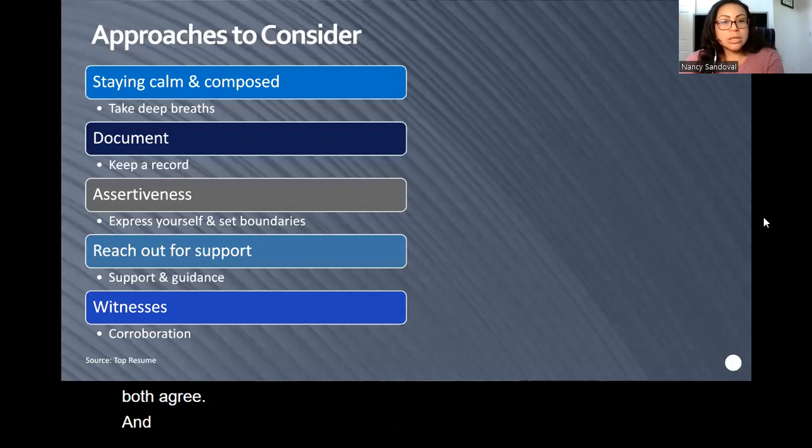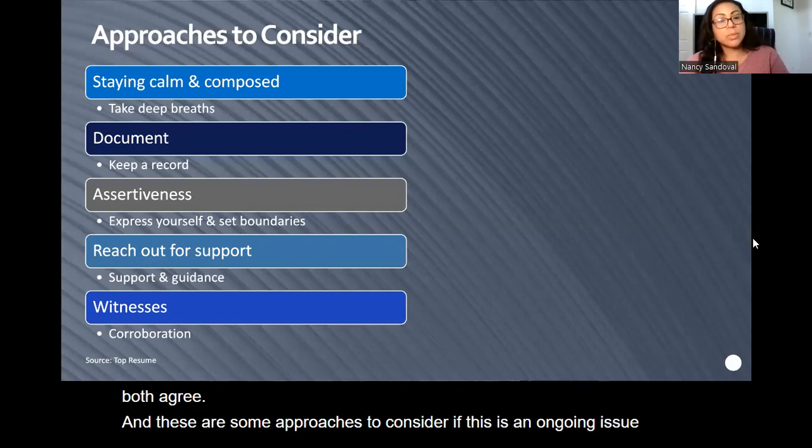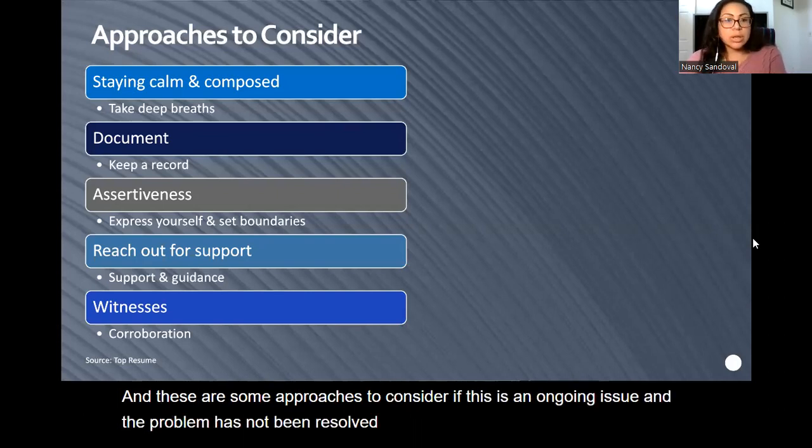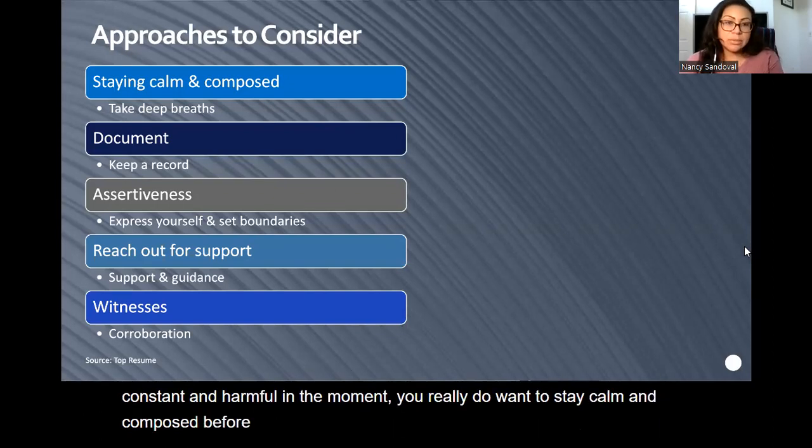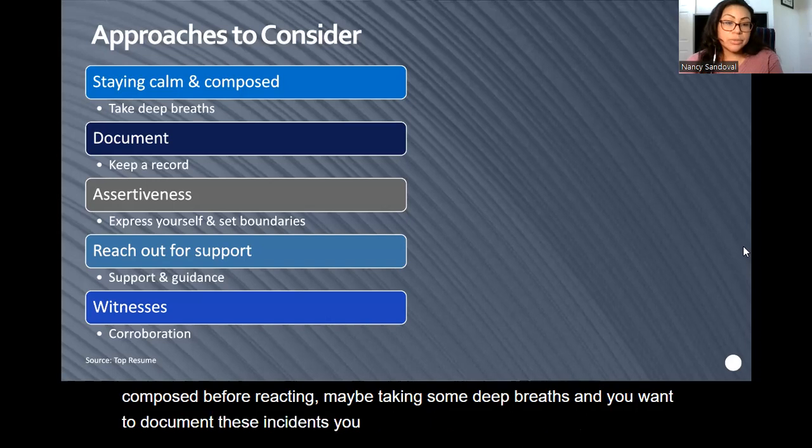And these are some approaches to consider if this is an ongoing issue and the problem has not been resolved. So if there is bullying behavior that is constant and harmful, in the moment, you really do want to stay calm and composed before reacting. Maybe taking some deep breaths. You want to document these incidents. You want to keep a record.